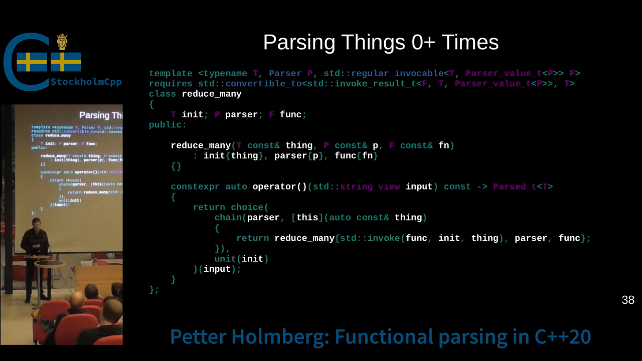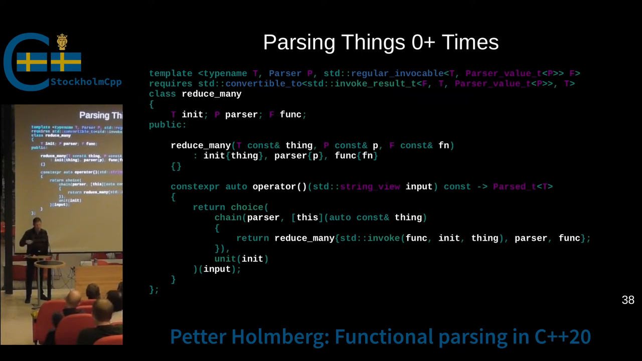And if you look again at the concept at the top, the function has to be a function that takes two arguments. The first has to be the type of the initial thing. The second has to be the value type of the parser. And again, we can combine choice and chain here. So when you give some input, we will first call the parser. We get a parsed thing. Then we pass that thing together with the initial thing into this function. So this function can combine these two, like if it's two characters, combine them into a string. And that gives us our new initial thing. And then we can recursively make a new reduce many parser from that.